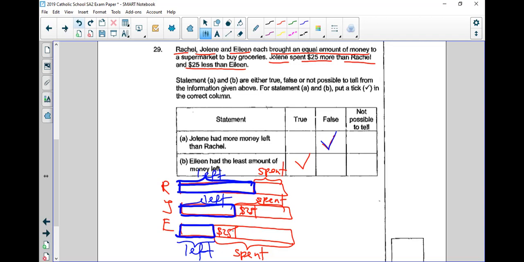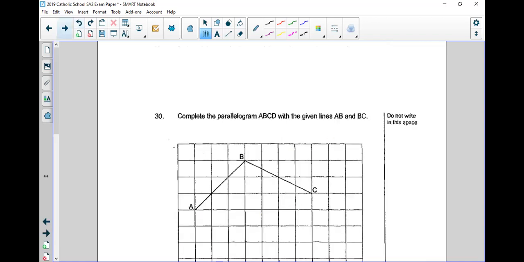Understand? Okay, last question. Question 30. Okay, this one, lucky day. Now, this is a very good question because you don't need to think about methods, but you must know how to draw.